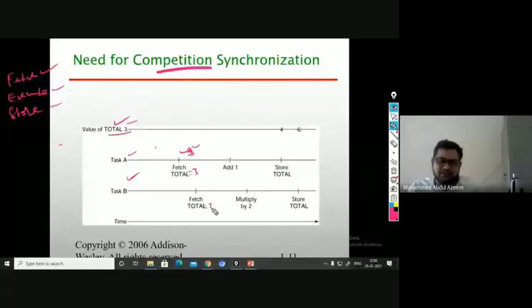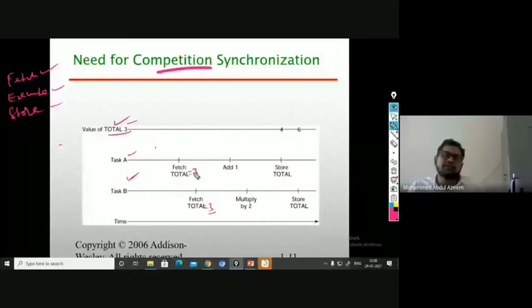When it also fetches the total value, that is also found to be 3 itself here, right? Why? Because at the time when task A and task B both are trying to access the total value, it was 3 only. Total is 3. So when it has fetched, it has got 3. Maybe task B has started its instruction execution after task A started. But before the operation of task A, the total must be 3 at both places.